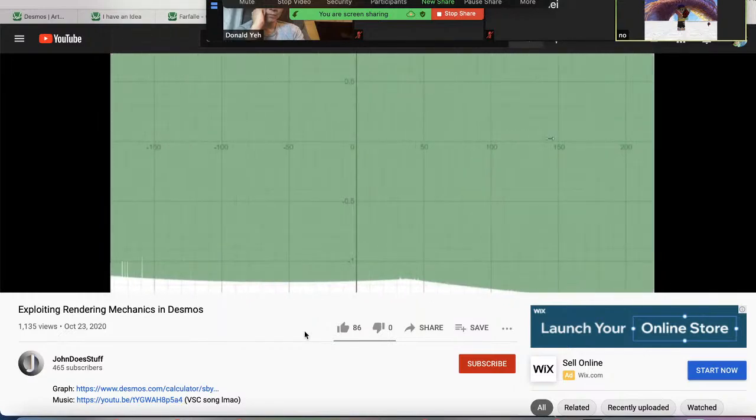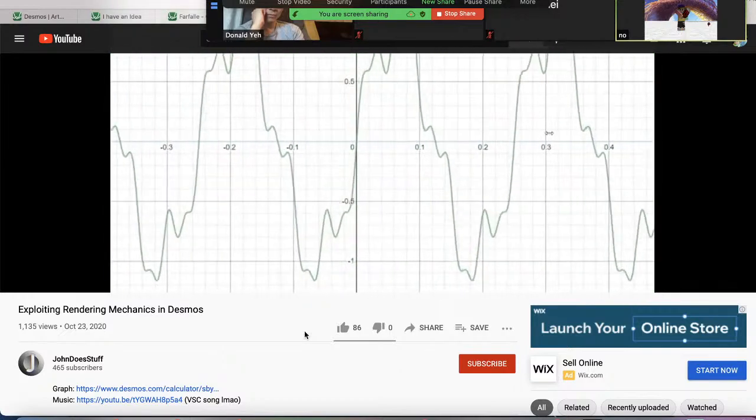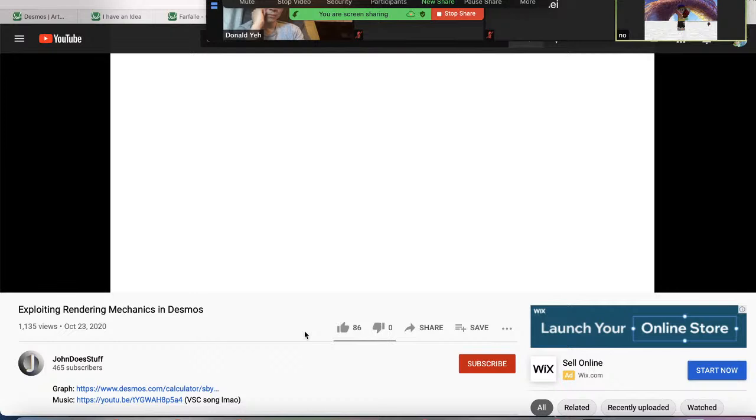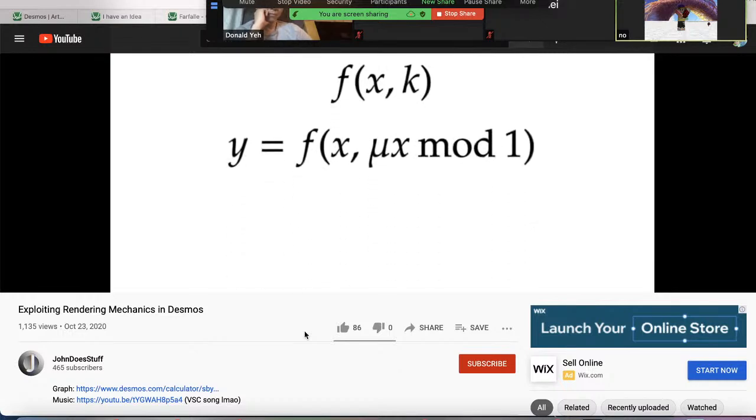All we need is a function that has a matching period to the screen width and that has each frame of animation stored within it. To create something like this, we can set up a function of x and k, with k representing time. Then all we have to do is input x for x and x times the sample rate mod 1 for k, with the sample rate being the scaling factor to align the period of our graph with the pixels on screen. So that's it. It works, right?